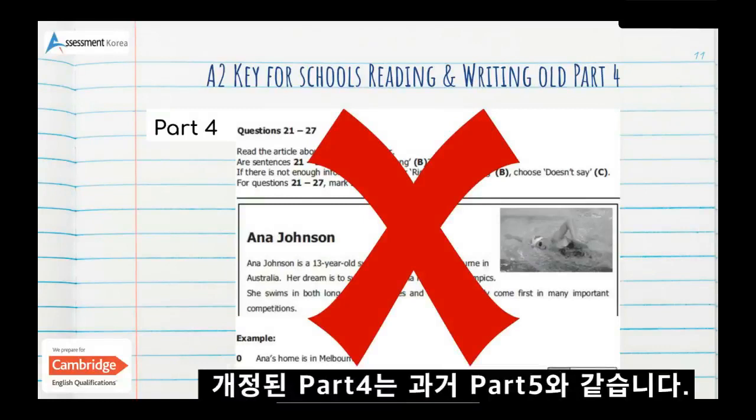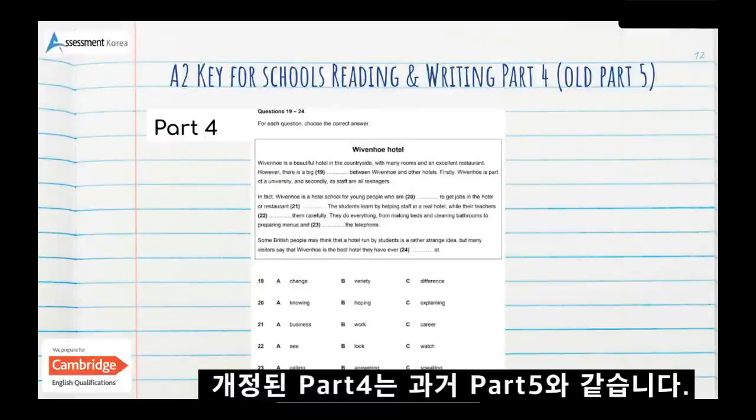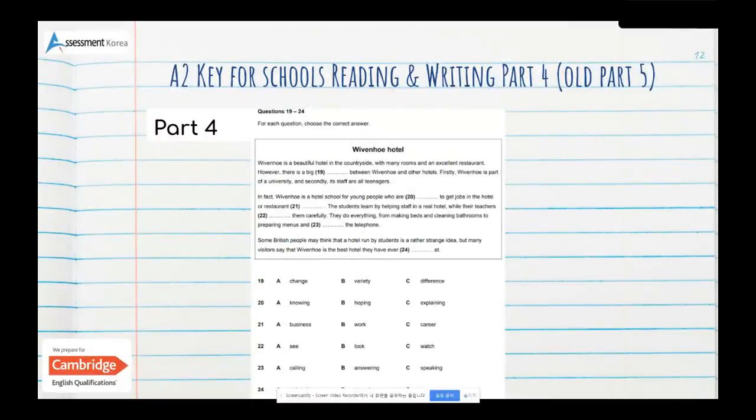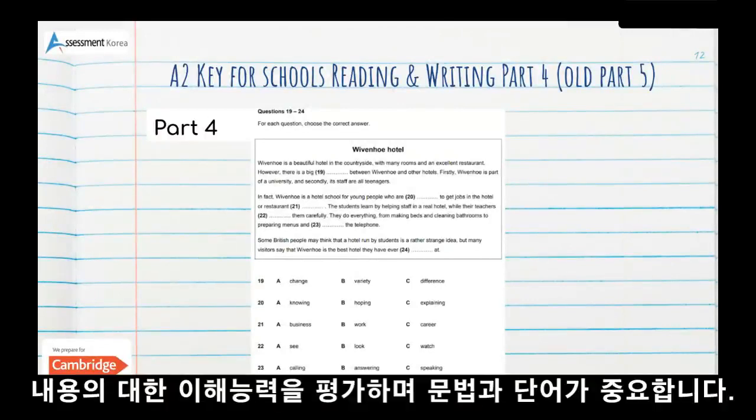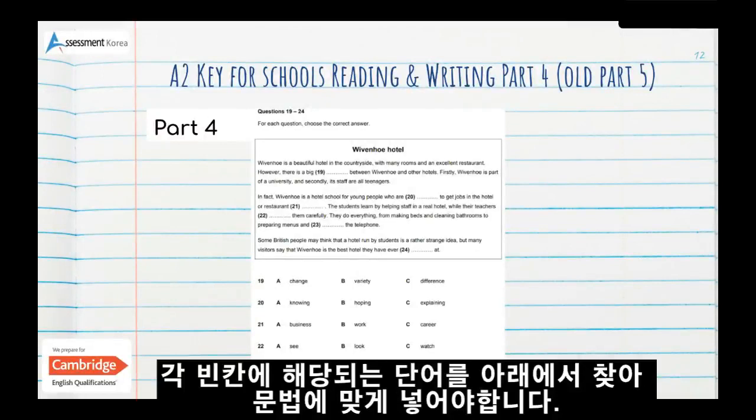And the old part 4 has been replaced, and here is actually the old part 5. So what's now part 4 used to be part 5. So this part tests the understanding of words within context. The main focus is on either vocabulary or grammar. So students read a short text with 6 numbered spaces, then they decide which of the 3 words provided best goes in the gap.